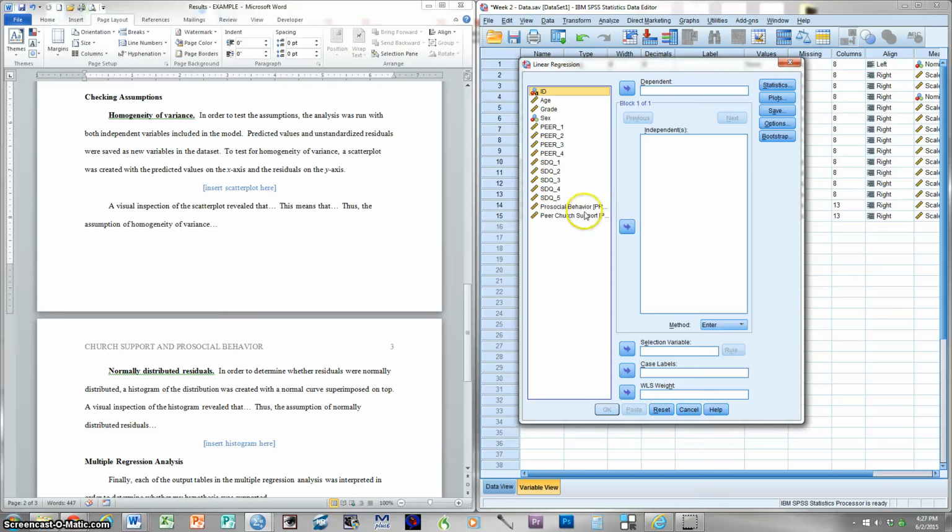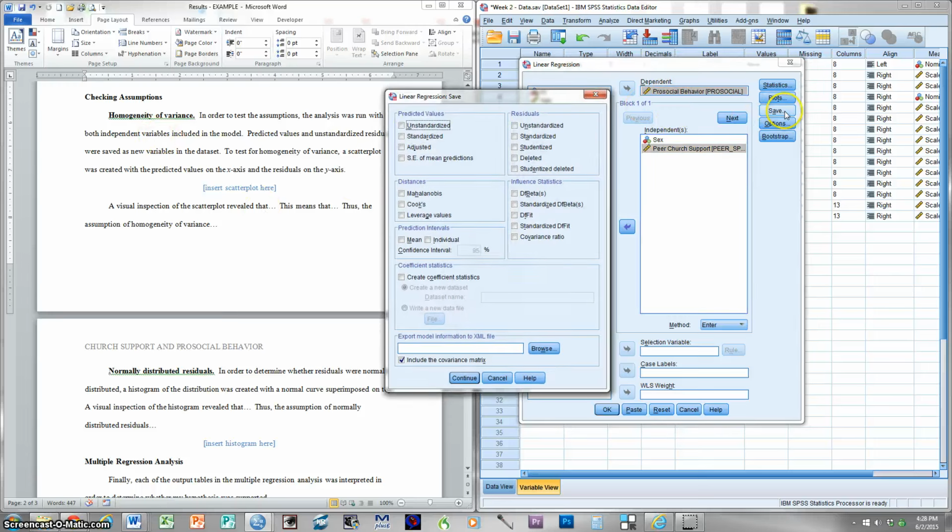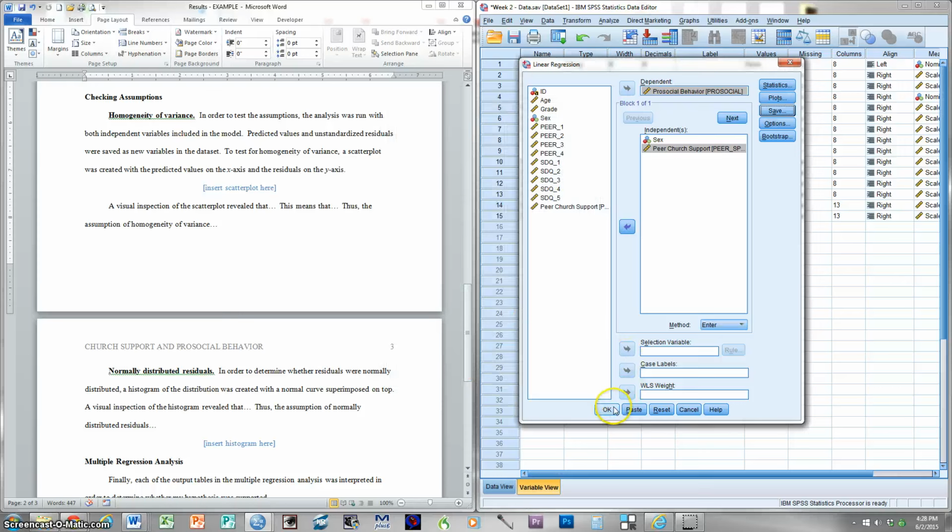So your outcome in my example is prosocial behavior, and my predictors are sex and peer church support. Typically you're going to put your categorical variables, these are demographic variables, in first in most cases. Not always, but typically. So we have sex, we have peer church support, predicting prosocial behavior. In order to test these assumptions, we need to save the predicted values. We'll go ahead and save the unstandardized predicted values and the unstandardized residuals. Okay, so we click continue and we click OK.